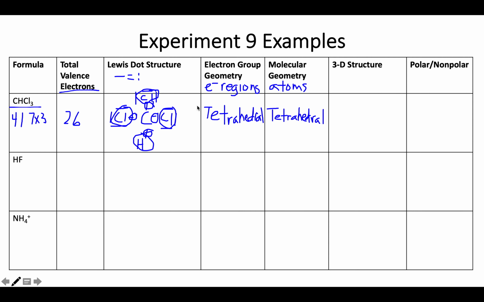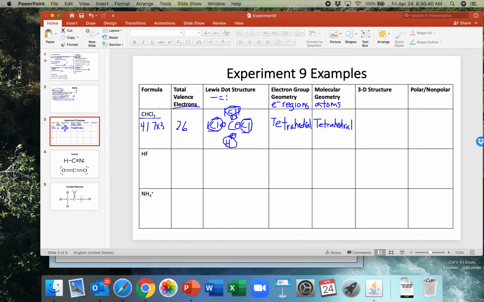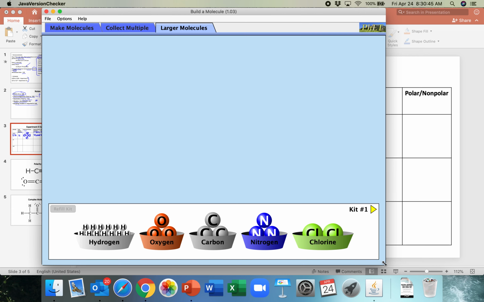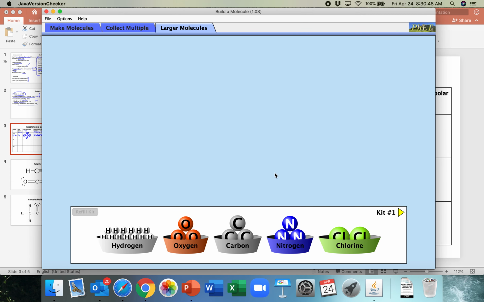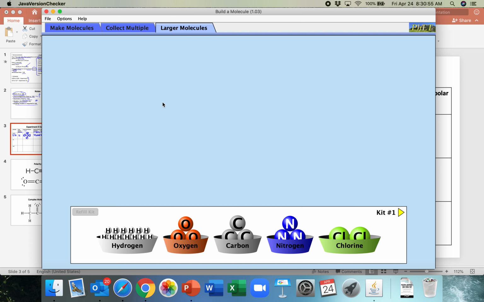This is where we really want to draw what this molecule looks like. So I want to show you the simulation that I've left for you. This simulation is called Chemistry PhET. What we're going to do is build our molecules. When you come in, you're in this first tab of Make Molecules. I want you to select the Larger Molecules tab so you can see you have lots of atoms to work with. Our example was carbon, and we had hydrogen, and then we have 3 of these chlorines.